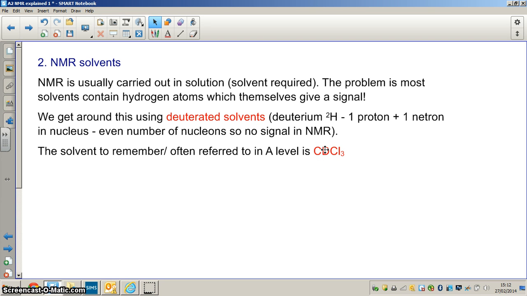So I hope that's helpful. We've gone through how it works, which for all intents and purposes you shouldn't get asked questions on, but I hope it helps you understand the principles. And we've gone through the bits that you do need to know something about, which is chemical shift and solvents, and the whys and wherefores of using deuterated solvents.